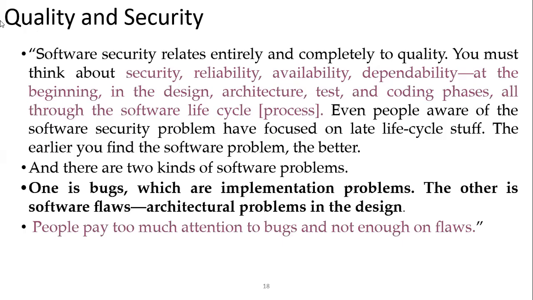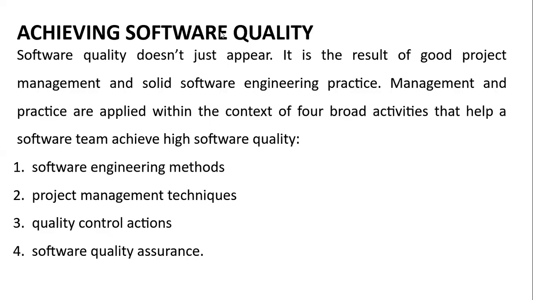Then comes software security. Software security relates entirely and completely to quality. You must think about security, reliability, availability, and dependability at the beginning, in the design, architecture, test, and coding phases, all through the software lifecycle or process. Even people aware of the software security problem have focused on late lifecycle stuff. The earlier you find a software problem, the better. There are two kinds of software problems. One is a bug, which is an implementation problem. The other is a software flaw, an architectural problem in the design. People pay too much attention to bugs and not enough to flaws.